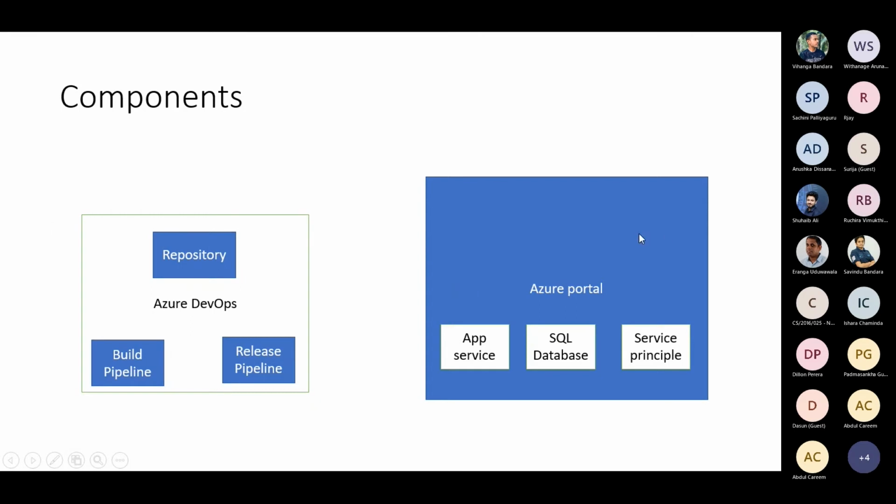Okay, and on the right side we have the Azure portal. This is where you keep your resources like SQL databases, your key vaults and app services, and your AD, and even the service principal. I'll talk more about the service principal later. So just to get an idea, those are the two major components: one is Azure DevOps, and the next one is the Azure portal.